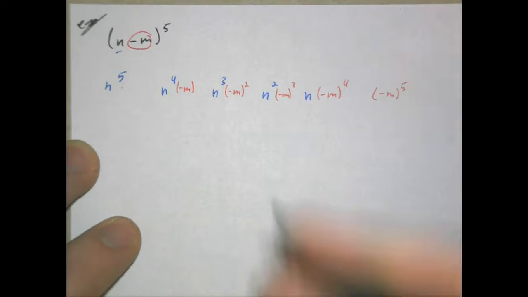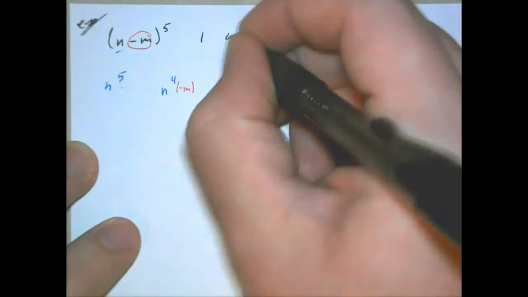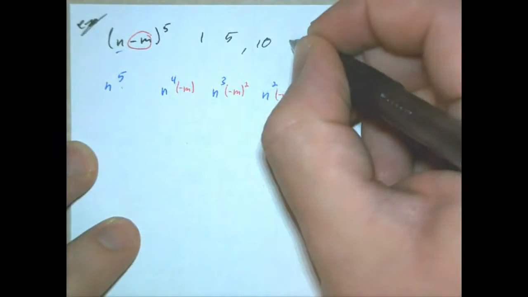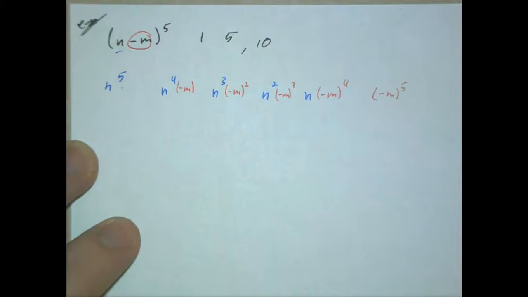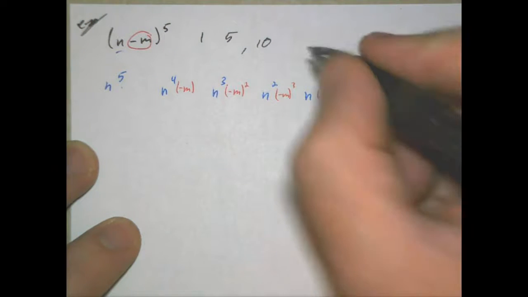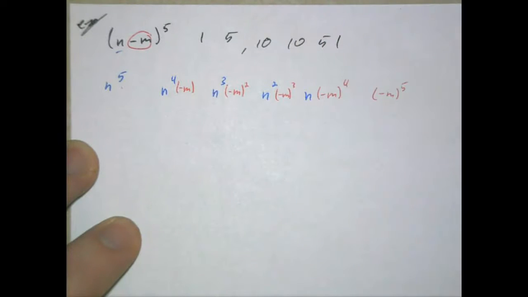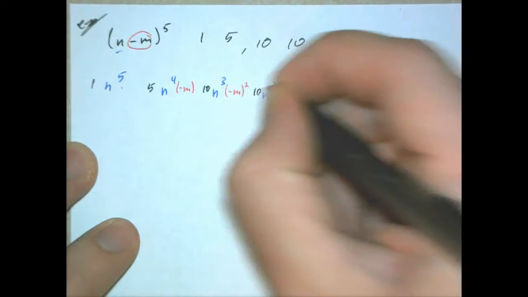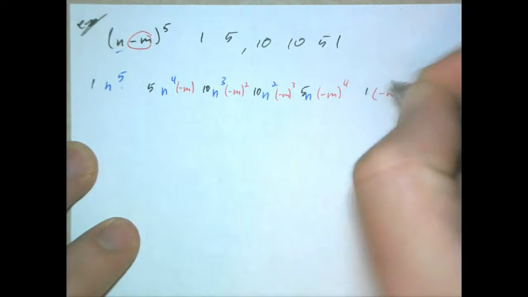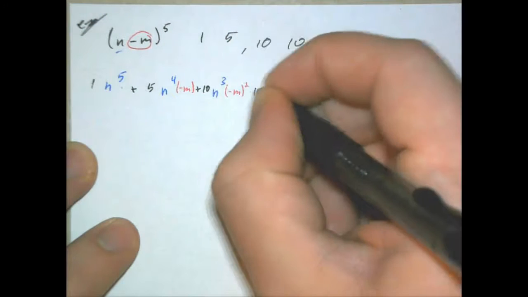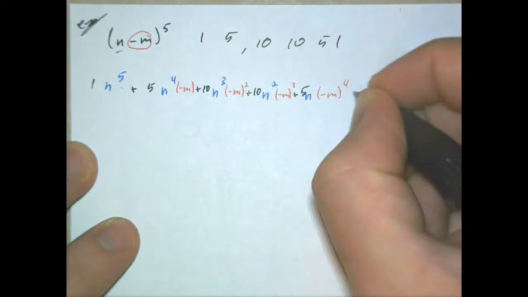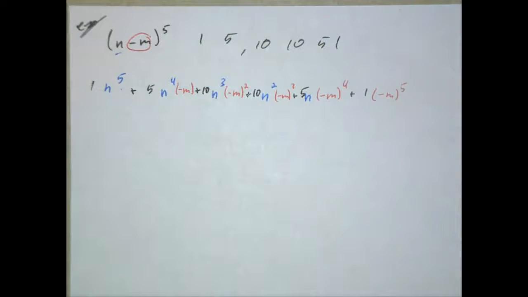Cool. And then we also have to think about Pascal's triangle. So 1, 5, 10, 10, 5, 1. So it's a matter of just looking at the Pascal's triangle so I can find the coefficients. So 1, 5, 10, 10, 5, 1, and plus signs in between my terms. Cool. And then it's just a matter of simplifying these.